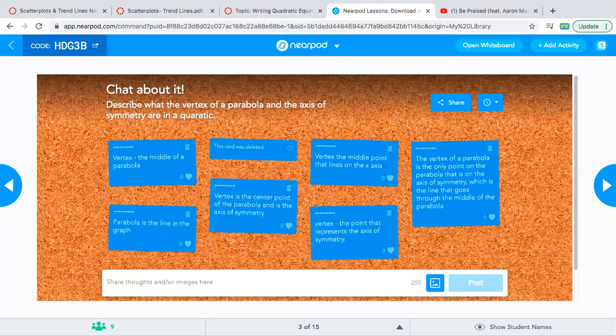All right, so our responses we see describe what the vertex of a parabola and the axis of symmetry are in a quadratic. Vertex is the middle part of a parabola. Vertex is the center point of the parabola, and then parabola is a line on the graph. Yes, it is. Vertex is the middle point, the point that represents the axis of symmetry. The vertex of the parabola is the only point on the parabola that is an axis of symmetry, which is a line that goes to the middle of the parabola. Okay, someone with the correct definition of axis of symmetry is right there.